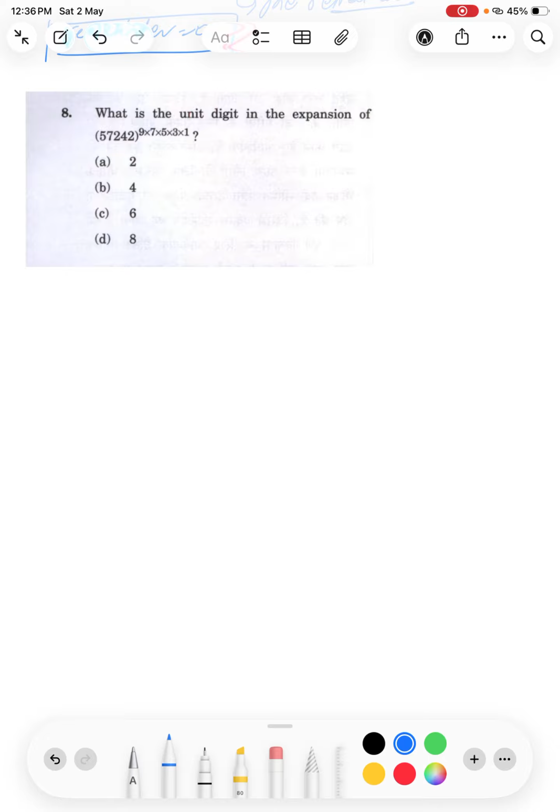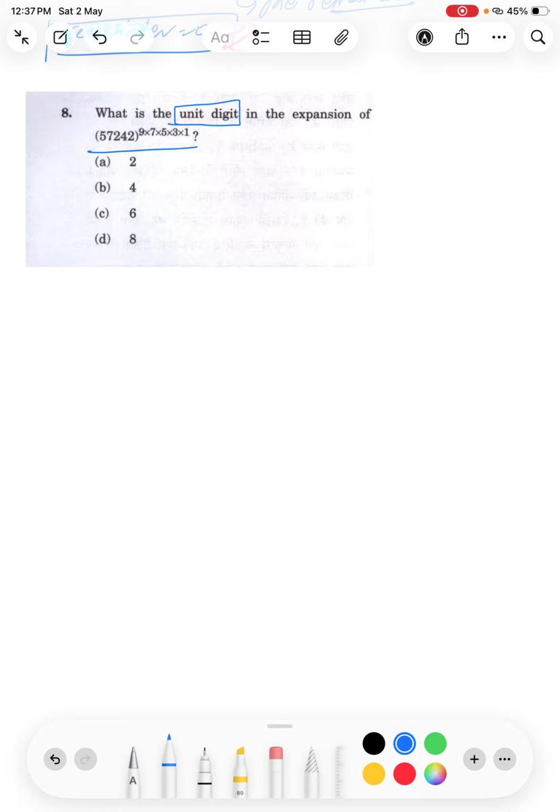Moving forward, going to question number 8. In this question, we have to find the unit digit in the expansion of this number. Before we take up this problem, there is one important concept. You might find that concept a little cumbersome as such, but very useful in solving many divisibility problems, finding unit digit problems, and finding remainder problems.